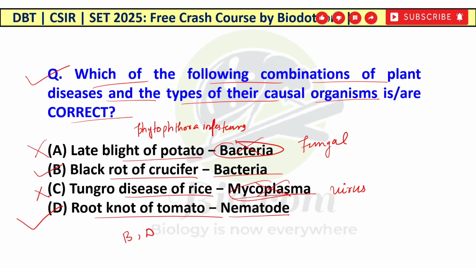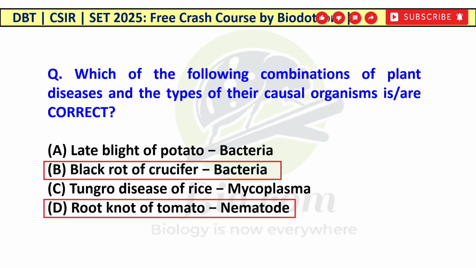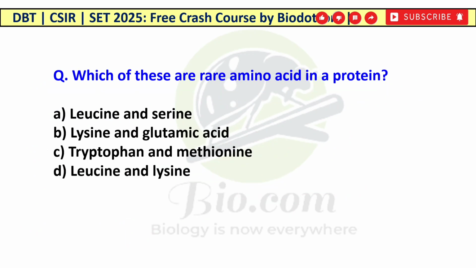So see how a question can be framed, whether the causal organism is a bacteria, virus, nematode or mycoplasma. So you have to remember all these things while answering. If any disease is caused by bacteria, they may also ask for the specific bacteria's name. I have already provided the video regarding the different kinds of plant-based diseases from fungus as well as bacteria. I will provide the link because this is asked so many times in DBT, even in CSIR also. So the correct answer for this question is B and D. Now moving on to the next question.